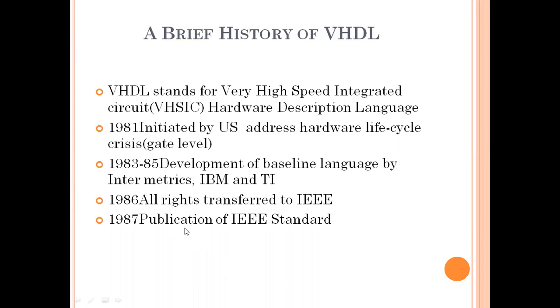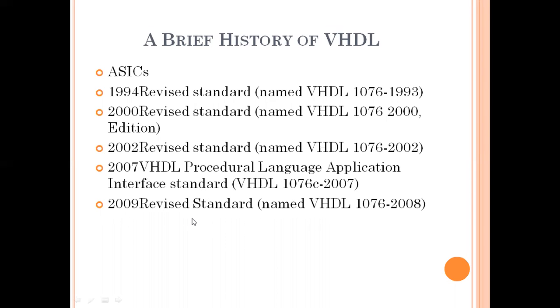In 1987, with the publication of the standard, different IEEE libraries are used whenever we have to write the HDL code to make a model of a digital circuit. Then, from the history point of view, again the ASICs, application specific integrated circuits, right?